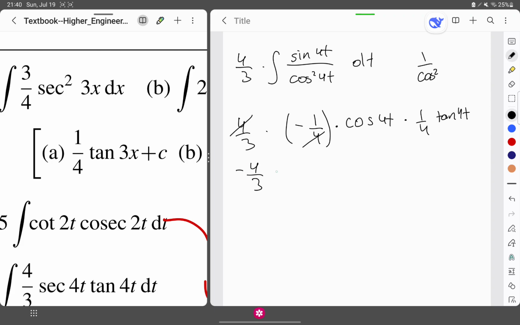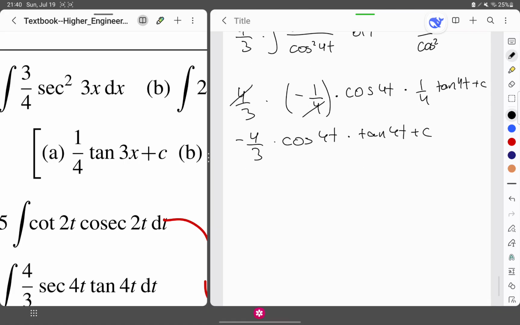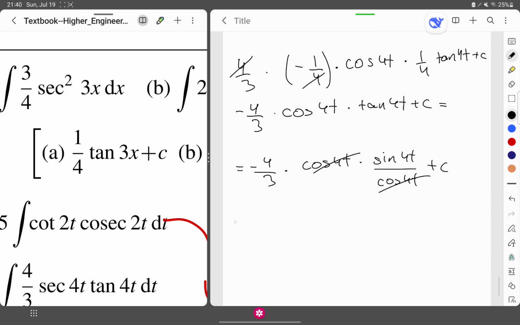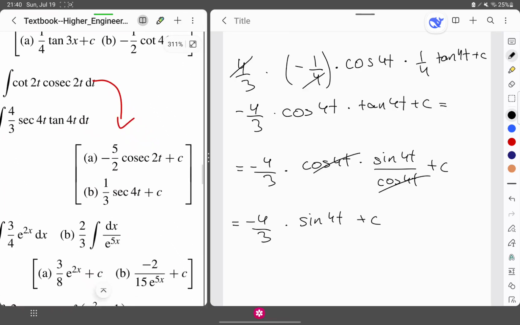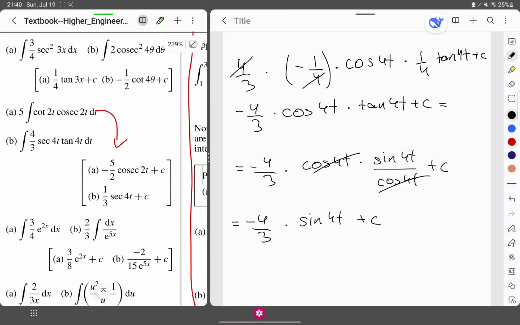Negative 4 over 3 cosine 4t times tan 4t plus c, and it is equal to what? Negative 4 over 3 cosine 4t times sine 4t over cosine 4t plus c. Cosine cancelled. Negative 4 over 3 times sine 4t plus c. I hope it's right. Oh my god, it's not right.